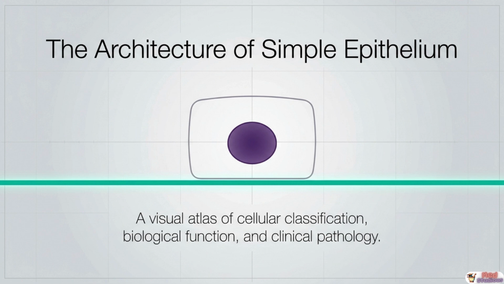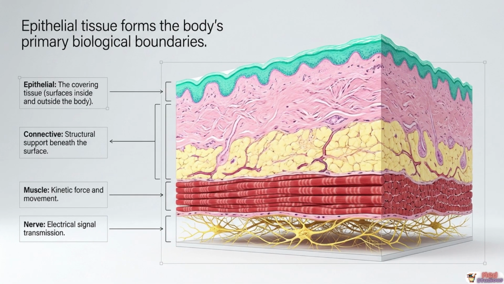Let's begin. Let's start with the big picture, because simple epithelium does not exist in isolation. It belongs to one of the 4 fundamental tissue types that make up the entire human body. Those 4 tissue types are epithelial, connective, muscle, and nerve. Each has a distinct purpose. Connective tissue provides structural scaffolding and support beneath the surface. Muscle tissue generates kinetic force and drives movement. Nerve tissue transmits electrical signals at extraordinary speed throughout the body.